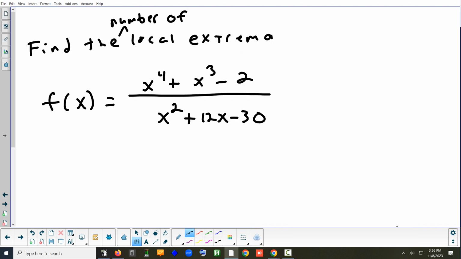Okay, so the last one, they want us to find the number of local extrema. So how do we do that? What do we have to do with f of x?